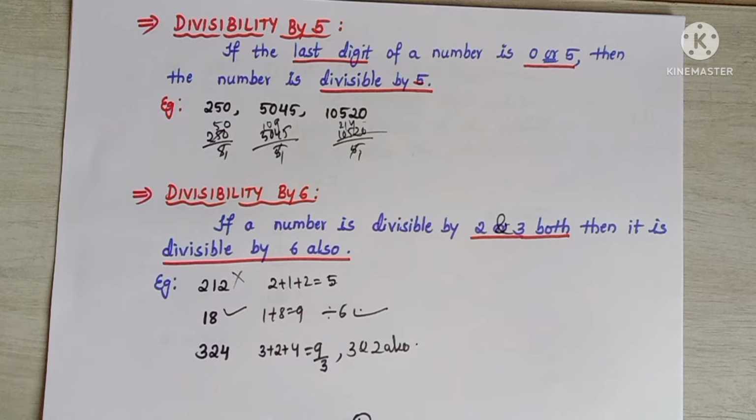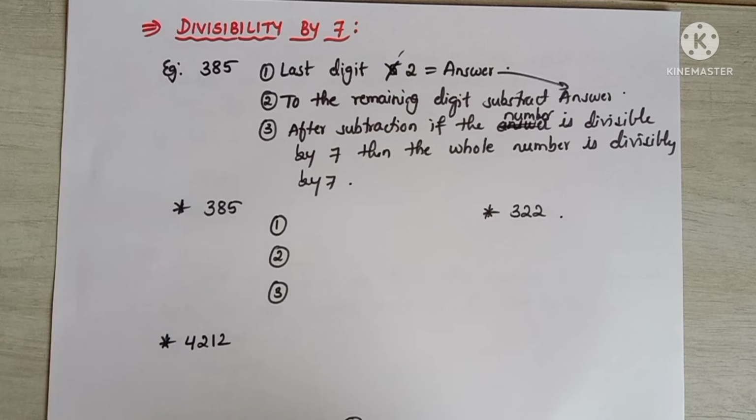Therefore, the number is divisible by 6 also. Right? How to check divisibility by 6? The number should be divisible by both 2 and 3. Then the number is also divisible by 6. Let us know divisibility by 7.